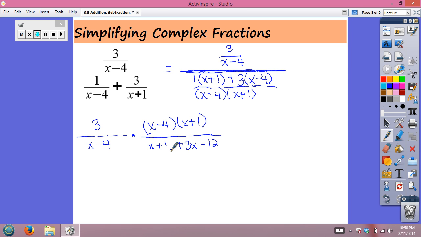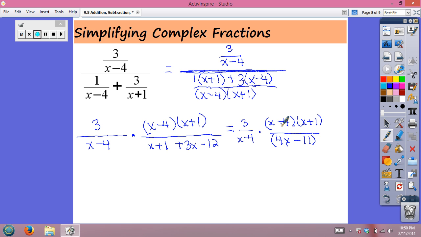So the first thing we want to do is simplify this so that we're not canceling anything we know we're not supposed to be. So we will get 3 over x minus 4 times (x minus 4) times (x plus 1) all over, combining our like terms, we'll get 4x minus 11. Now what helps me is to put a parenthesis around this so that I know I can't cancel anything out of there because we're adding these terms.